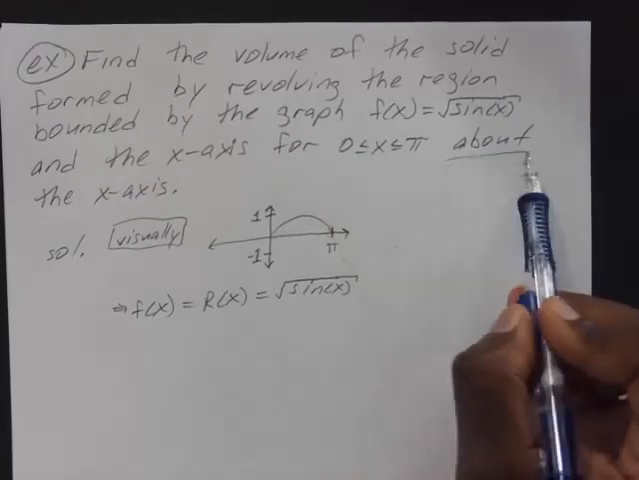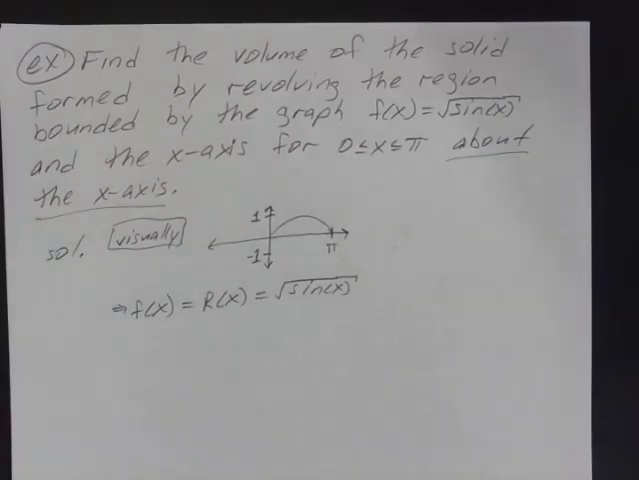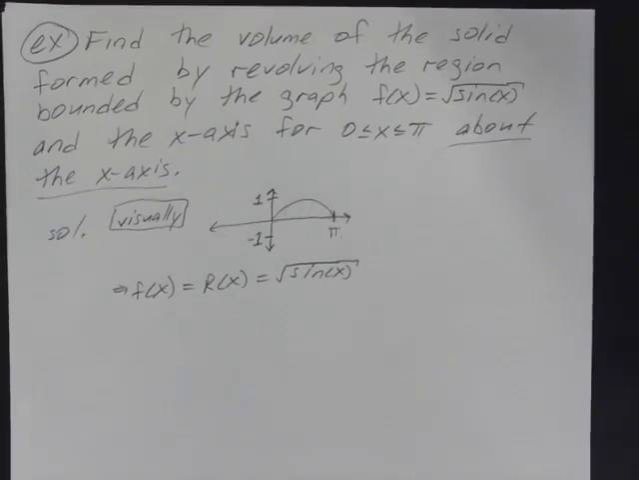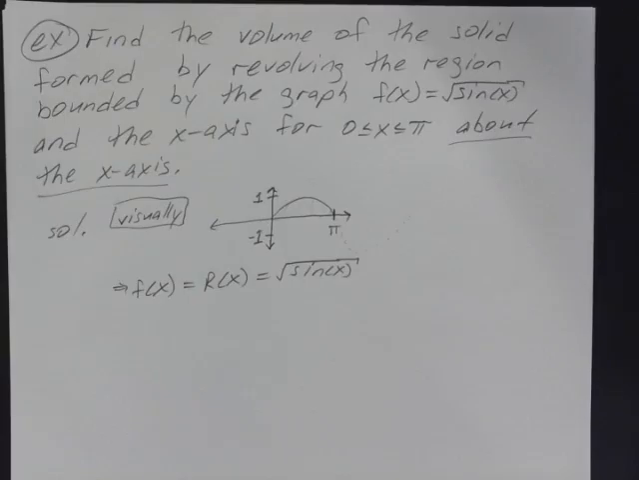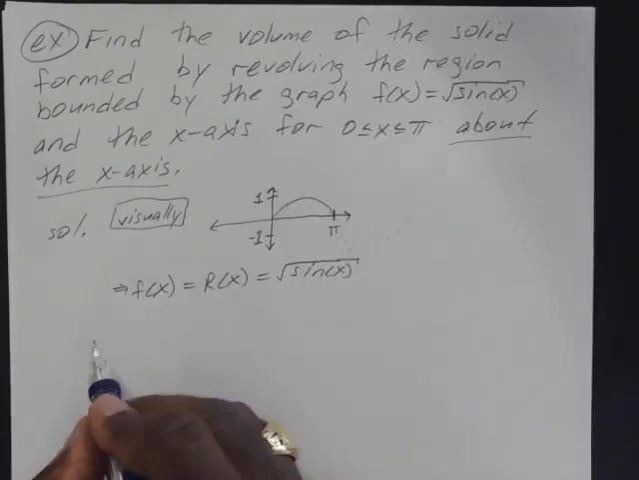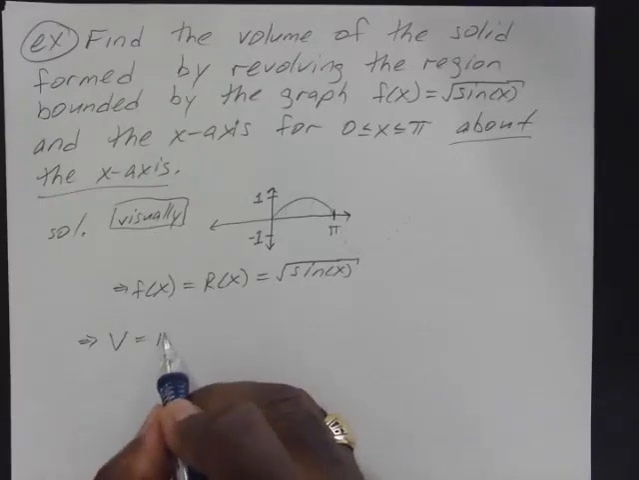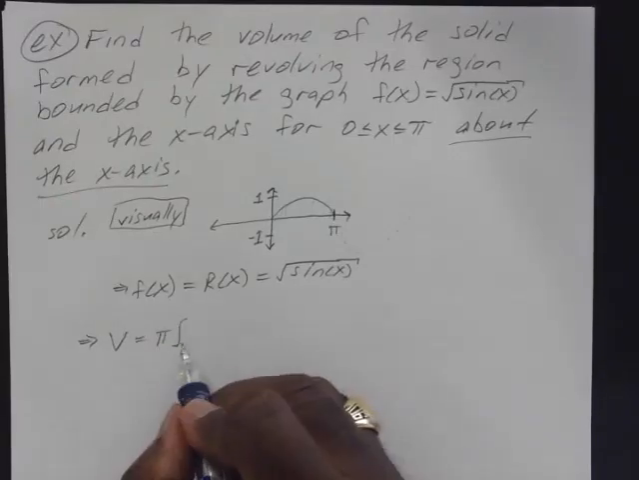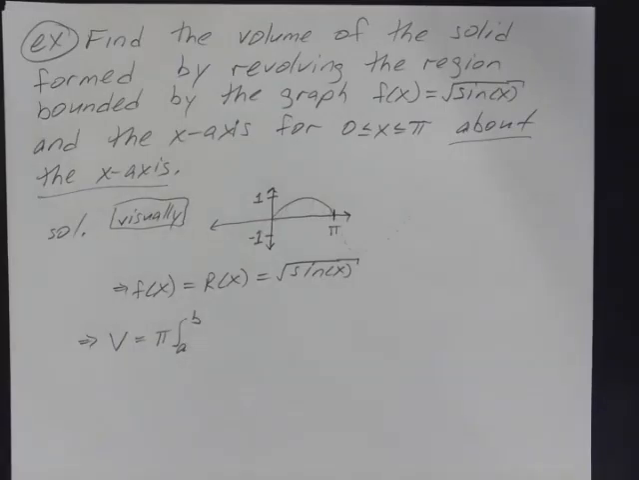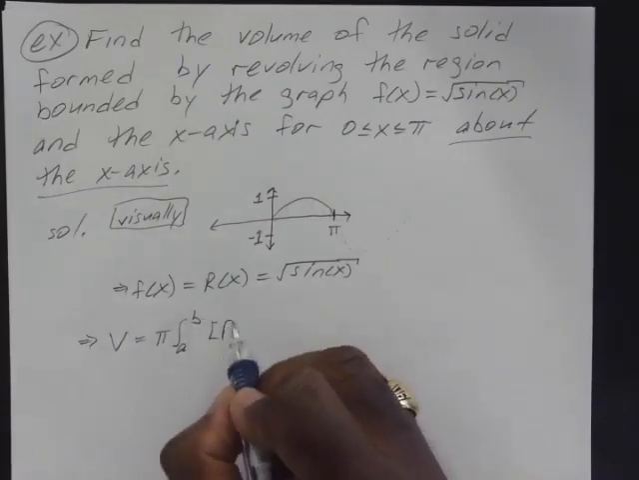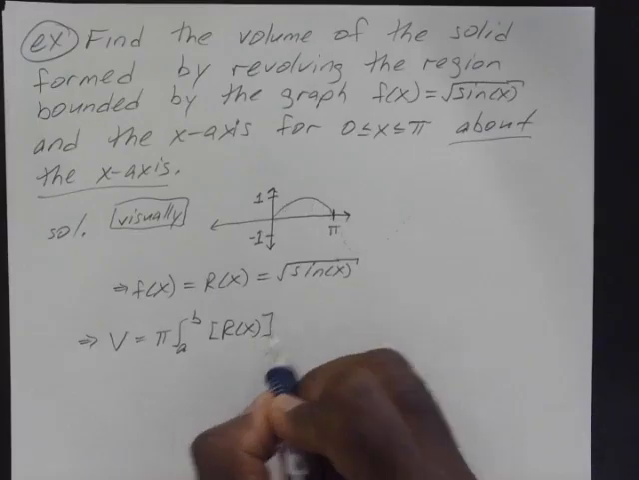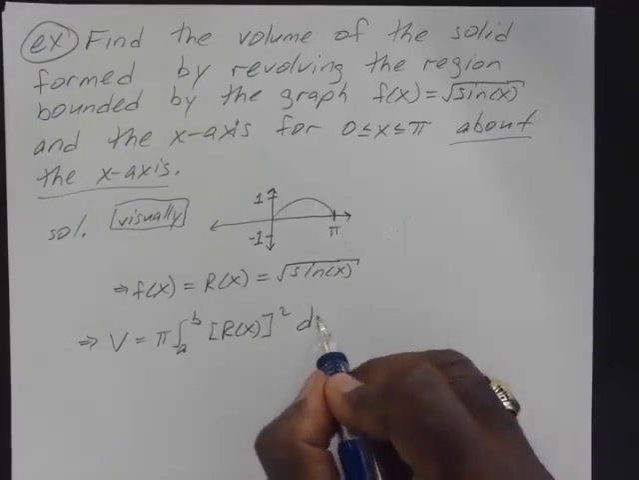Plus, when they tell you about the x-axis, we know which one we're going to use. And when they tell you about the y-axis, you know it's going to be flipped sideways. So know that volume is equal to pi times the integral from a to b of your radius function squared with respect to x.